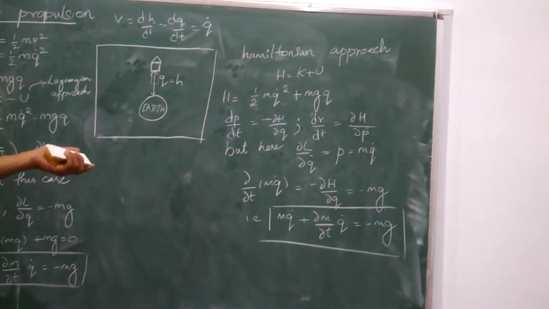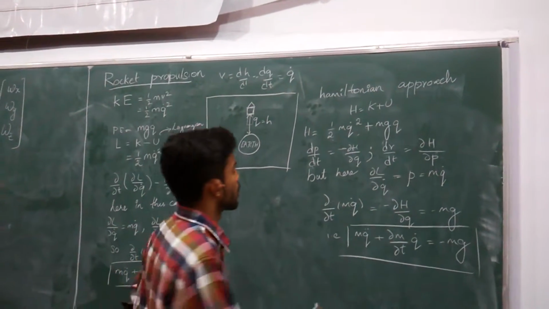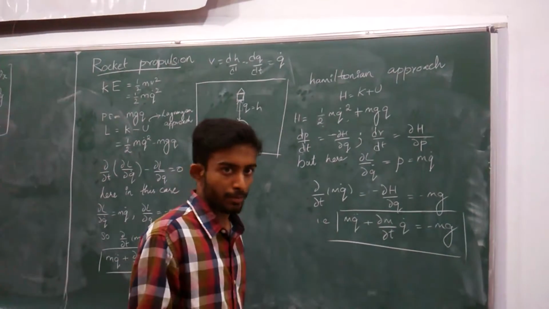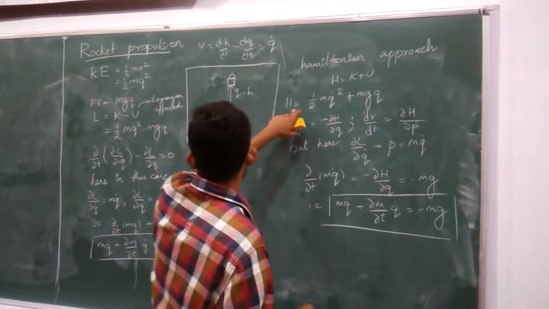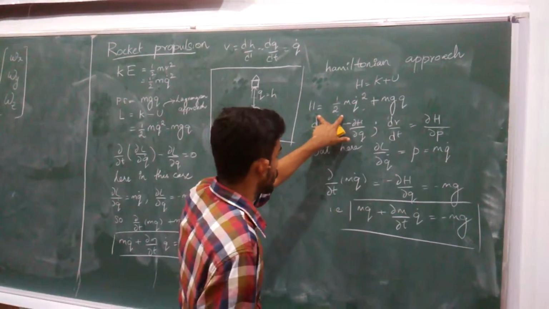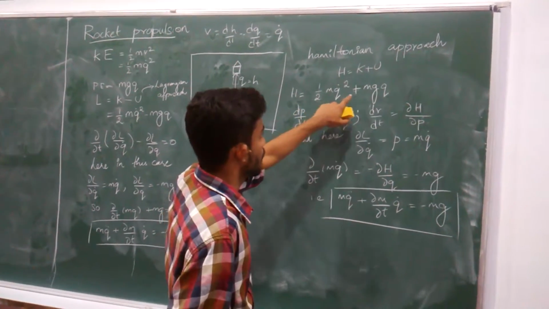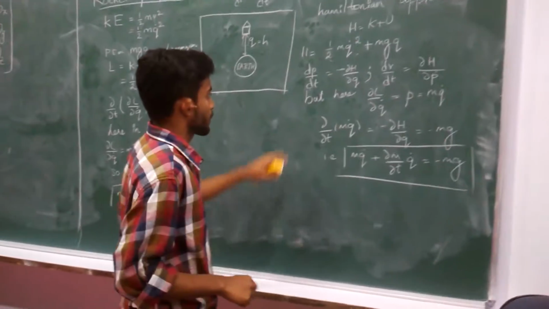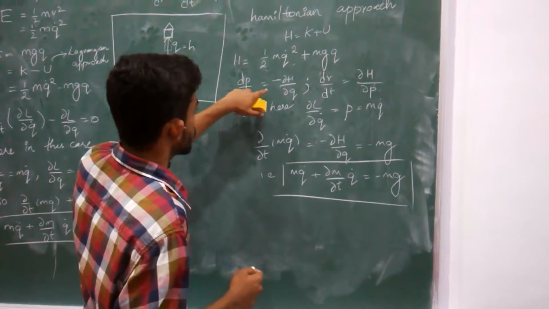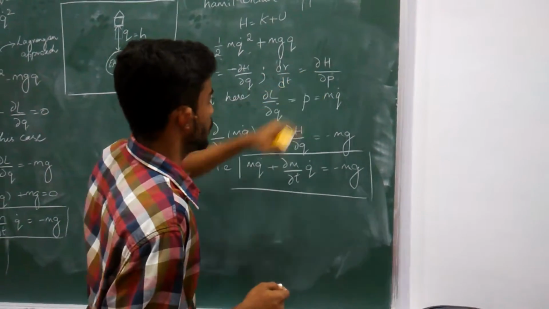Now let us derive the same equation using the Hamiltonian approach. The Hamiltonian of a body is equal to kinetic energy plus potential energy. So from the two previous equations, that is kinetic energy and potential energy, we can get the Hamiltonian. That is, the Hamiltonian of the rocket is equal to 1 by 2 mq dot square plus mgq. From the Hamiltonian equations, we know that dp by dt is equal to minus dou h by dou q, and similarly dq by dt is equal to dou h by dou p.